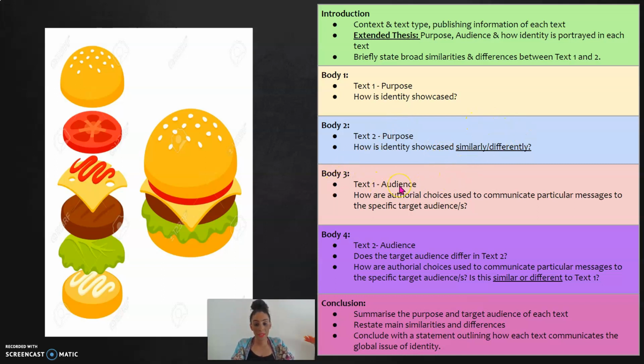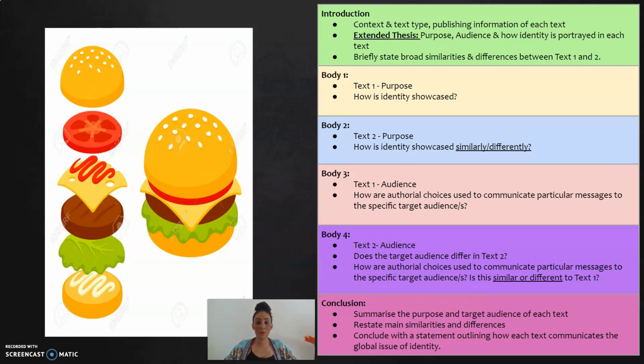Body paragraph 3, then year 10, will be about audience. So we go back to text 1, we start to talk about the audience. Who is this particular text being aimed at? Who is the intended or target audience that the author or poet of this text has aimed it towards? Okay, how do you know that? Let's do Peel. You know it because then you will use authorial choices to back that point up. And again, you're going to see what that looks like in an exemplar essay today.